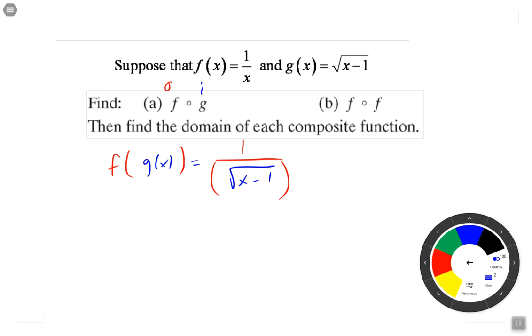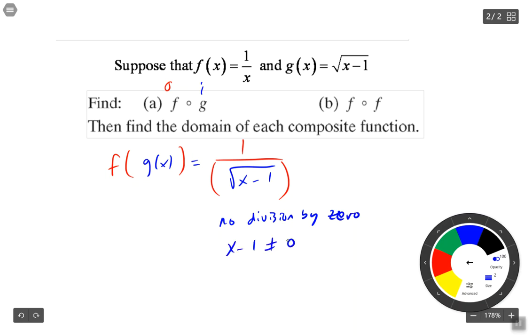Is everything hunky-dory on that until we get to 0? You cannot have x equals 0, can you? Do you all agree to that? Because if I have division by 0, that's undefined. So no division by 0. Since we can't have 0, that means x minus 1 cannot equal 0. That means x cannot equal 1. Agreed?